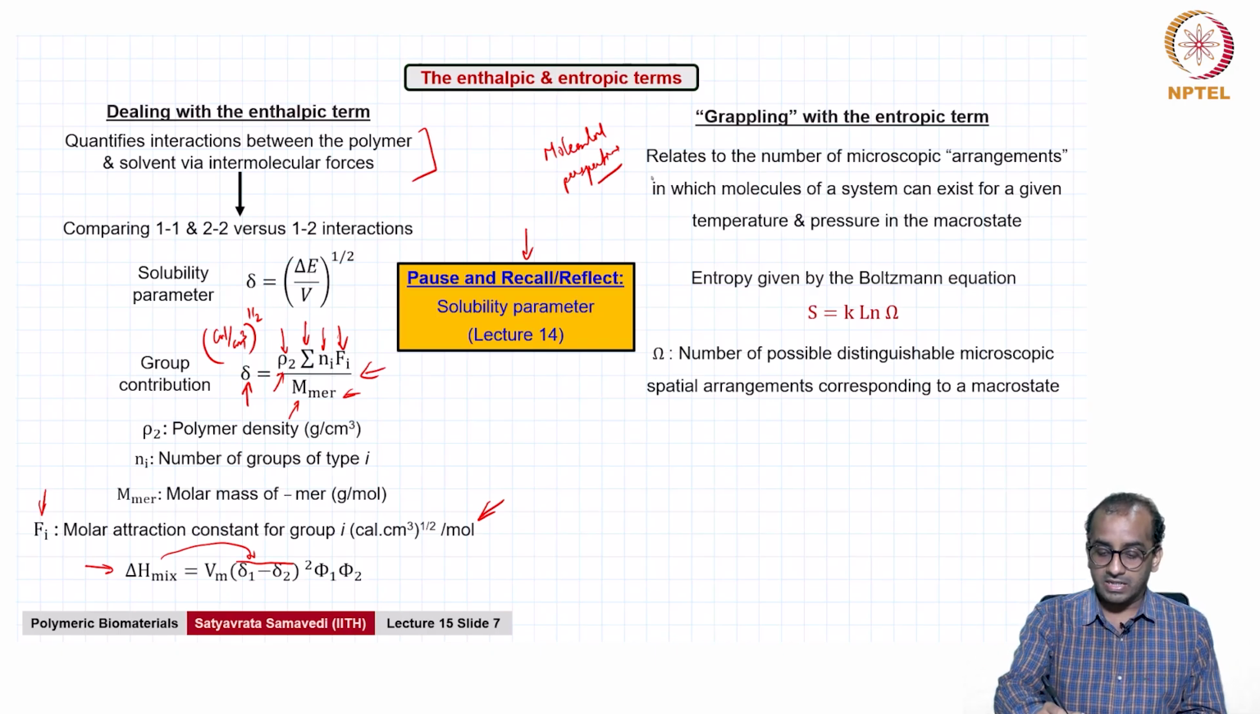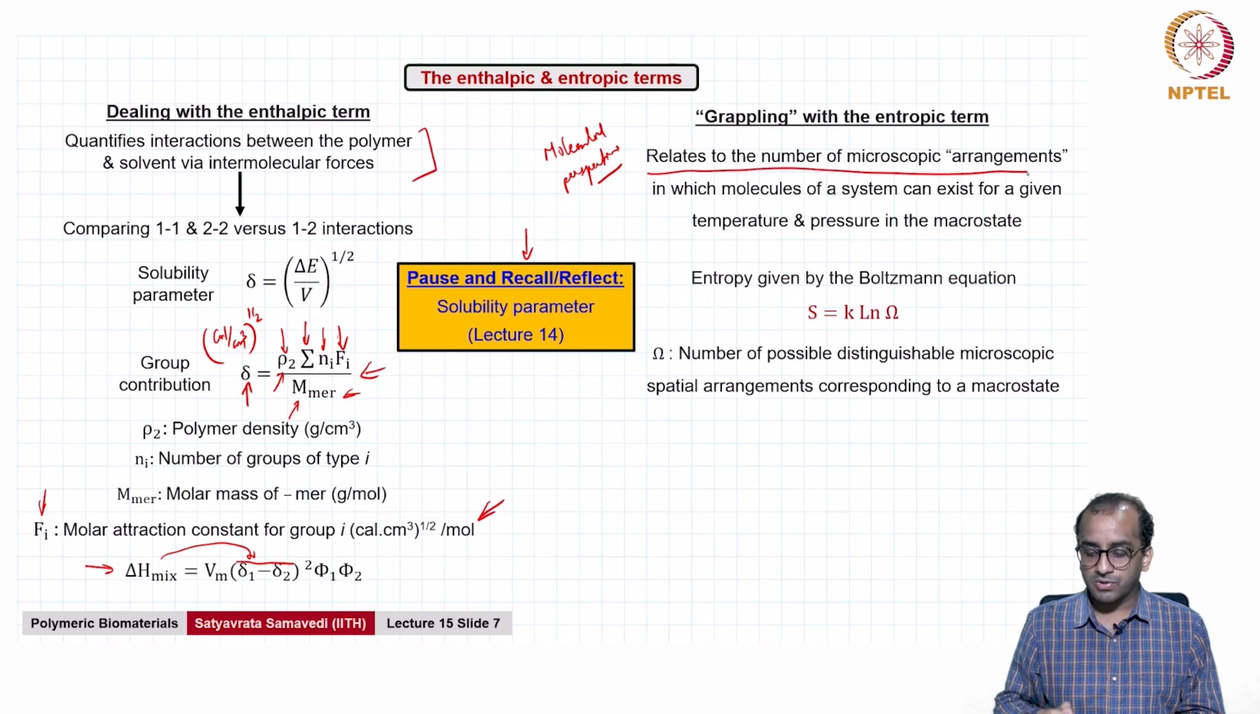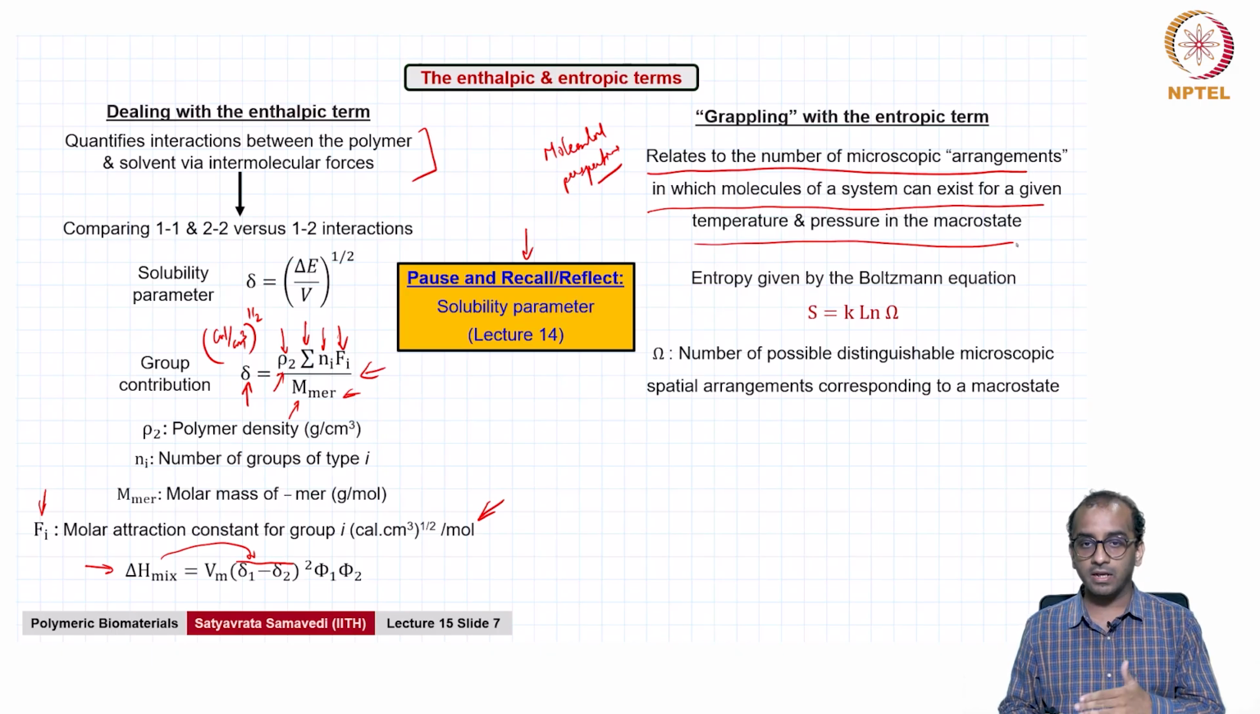Where we are saying that it relates to the number of microscopic arrangements in which molecules of a system can exist for a given temperature and pressure in the macro state. Now, this was one of the key reasons for which statistical mechanics developed, which is to be able to connect macroscopic states, PVT of a system for example, to microscopic configurations.